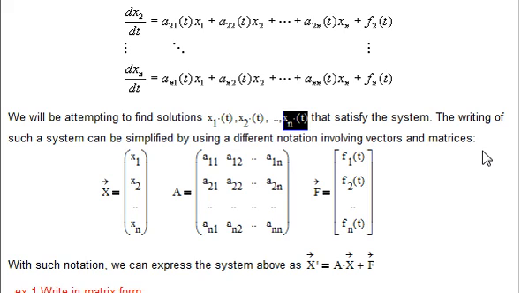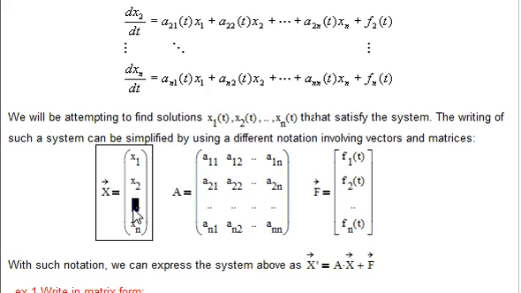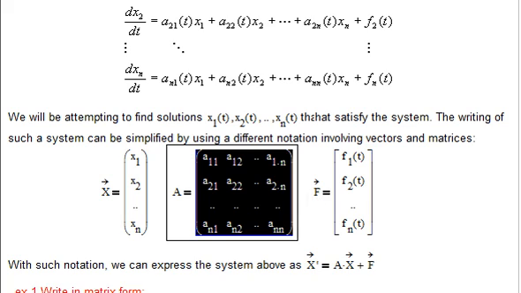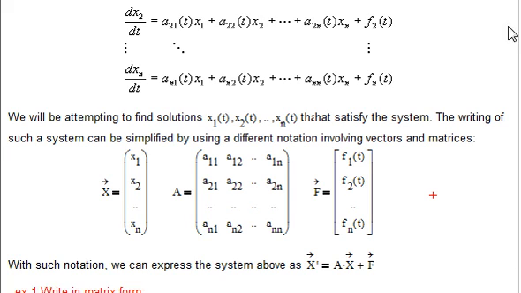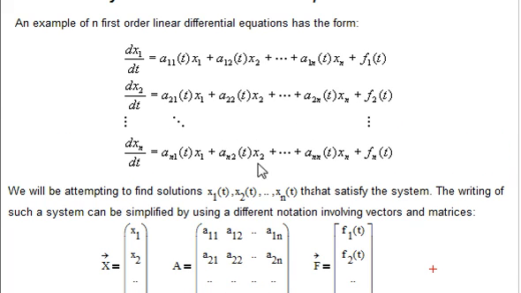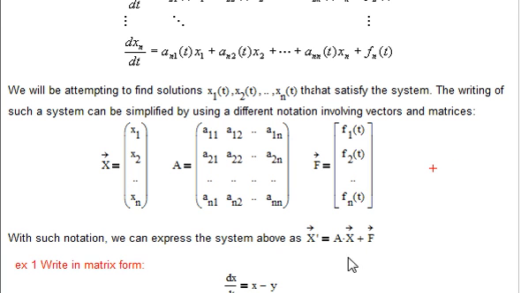And the writing, of course, might not be that big. I was just showing you the general case. If x is our solution vector, A is the square matrix of functions of t, or they could be constants, and f is some vector also of functions of t, we can express this big ugly thing as just x prime equals matrix A times vector x plus vector f. I think that's a little nicer.